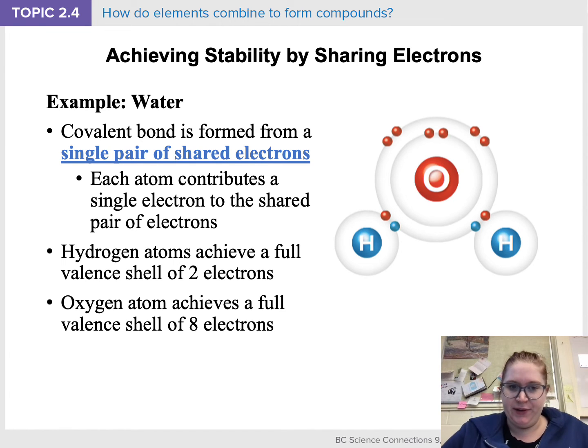So how does this help us achieve stability? So this is water. Here's oxygen and two hydrogens. Covalent bonds form when a single pair of electrons is shared between atoms. So each atom contributes one electron to the shared pair of electrons. So here's oxygen. The red one is from oxygen. The blue one's from hydrogen. Now hydrogen atoms have a full valence shell of 2 electrons. And oxygen atoms have a full valence shell because they have 8. So both of these are happy now. Wow, all 3 of them are happy now. Okay, they all have a full shell. They're sharing. Isn't that nice?